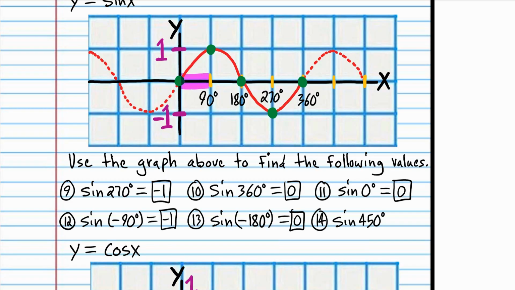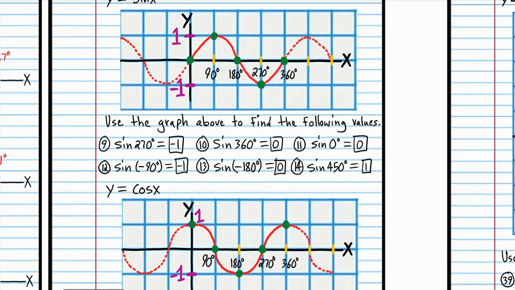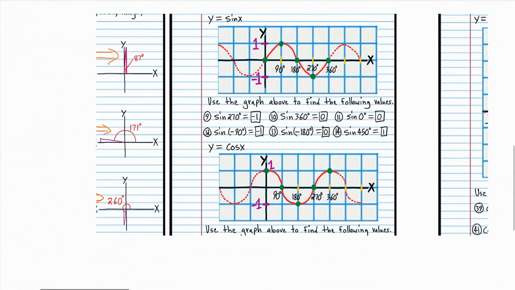Okay, we're back. We're going to go out 90, 180, 270, 360, and 450. Again, add 90 to 360, and you get 450. What is the y value of the corresponding point on the curve? 1. So sine of 450 degrees is 1. So if you got that right, perfect.